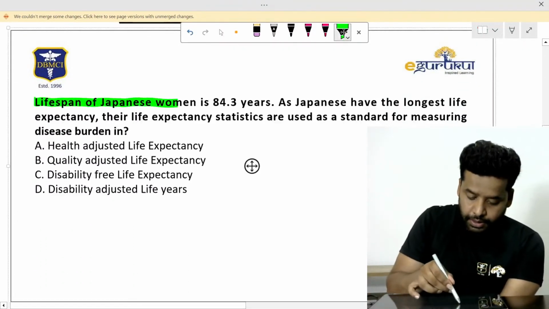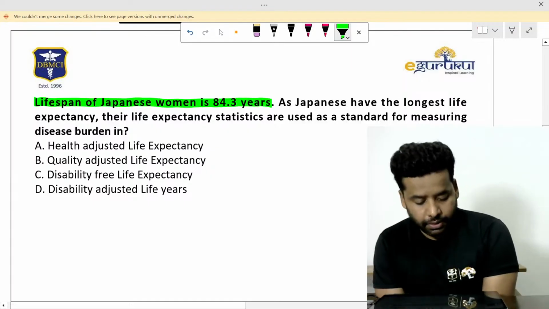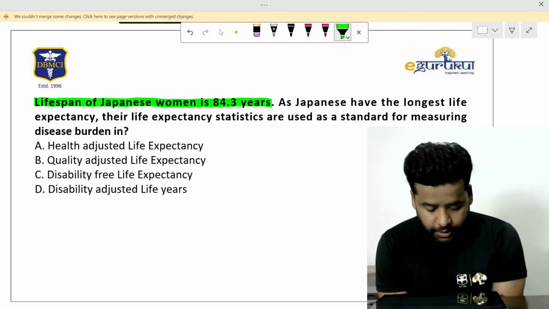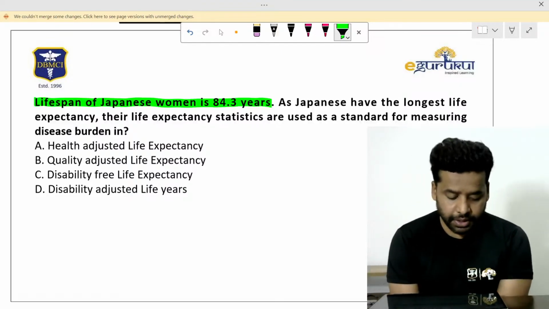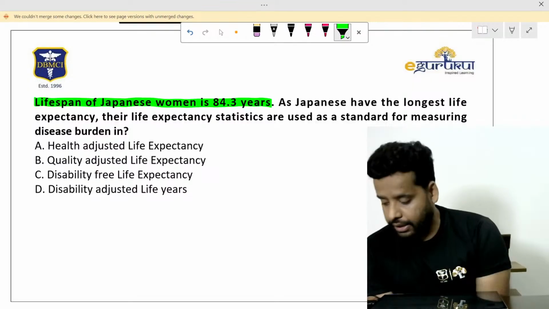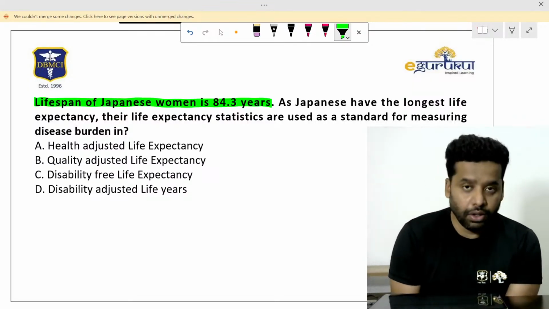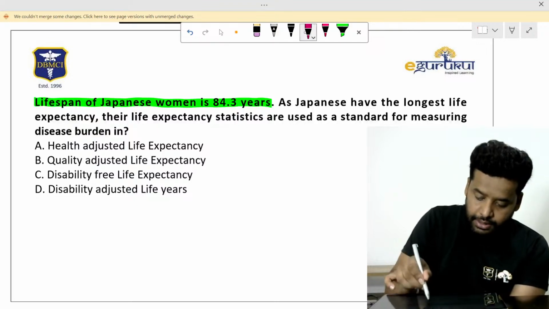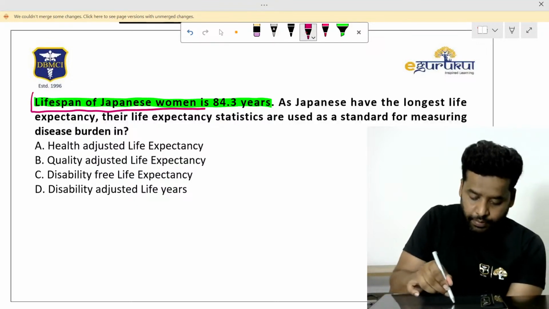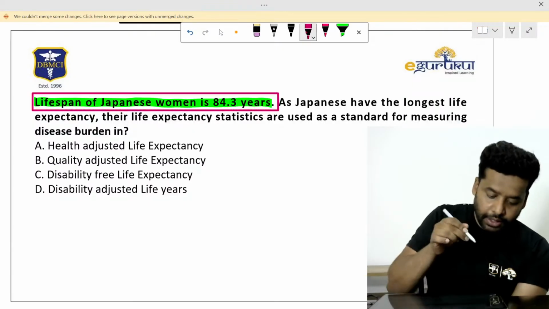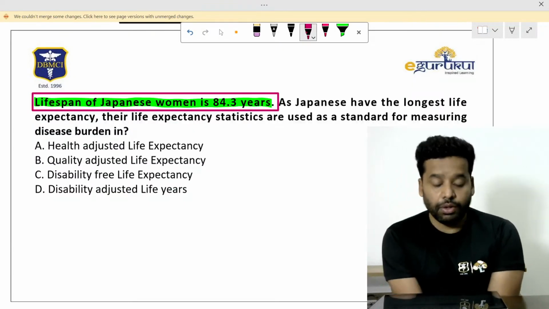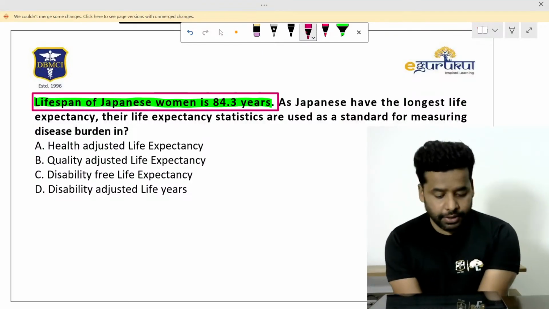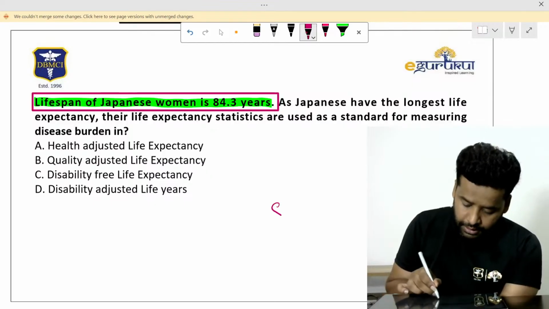Lifespan of Japanese women is 84.3 years. That is the highest life expectancy. They have the longest life expectancy. So we are using this for measuring disease burden. I think we have discussed this question indirectly already. They have the highest life expectancy, so we are using that as the standard life expectancy. Yes, good.